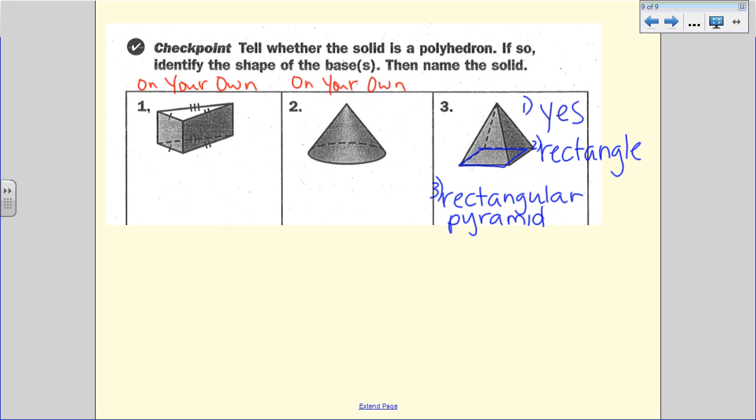All right? So you guys should have answers here for 1, 2, and 3. Yes or no, what's the base, and then what is the name.